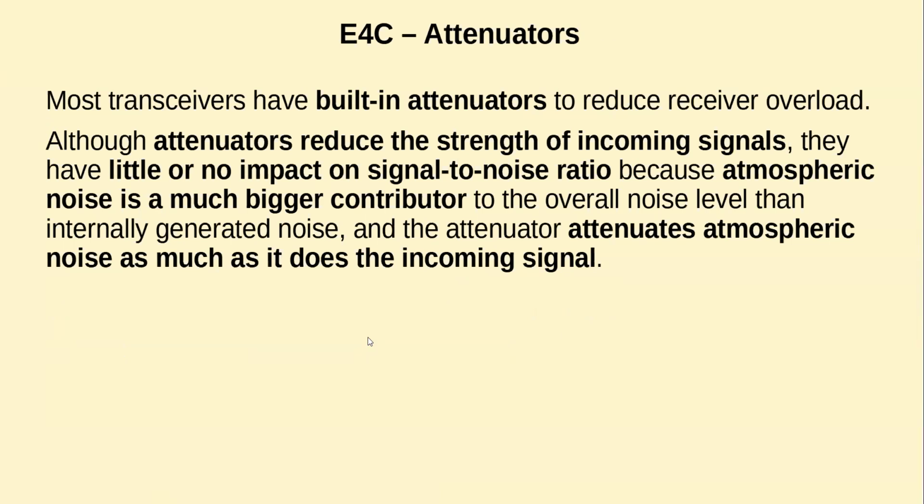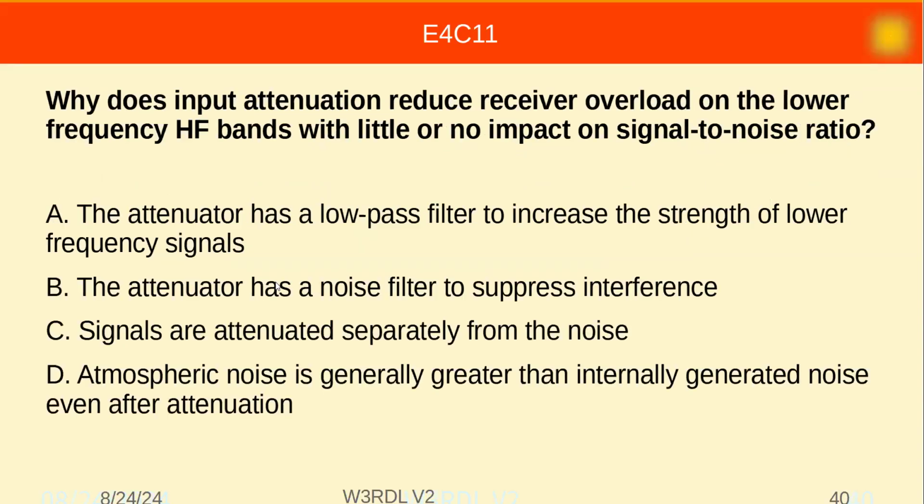Attenuators. A lot of radios have a built-in attenuator that you can switch in, usually in the front end. I think the 7300 has 2 levels. I forgot what the ratios are, but it's either in or it's attenuator 1 or attenuator 2. And when you have a lot of atmospheric noise and you're down on 80 meters where noise is a big problem, you might want to use the attenuator because there the signal strength isn't nearly as much an issue. So why does the input attenuation reduce receiver overload on the lower frequency HF bands with little or no impact on signal to noise ratio?